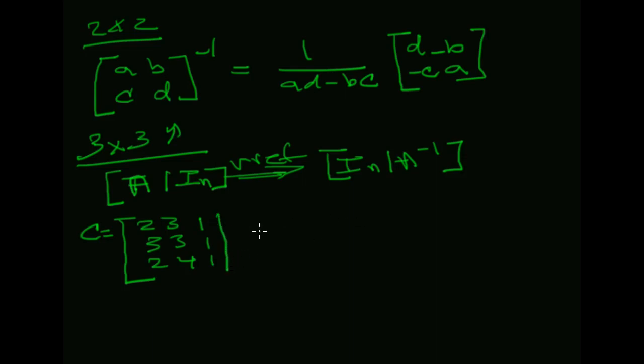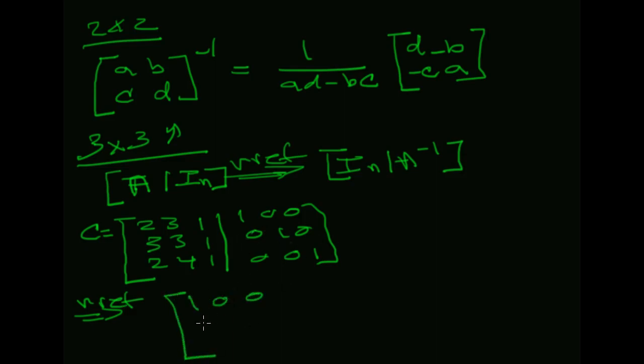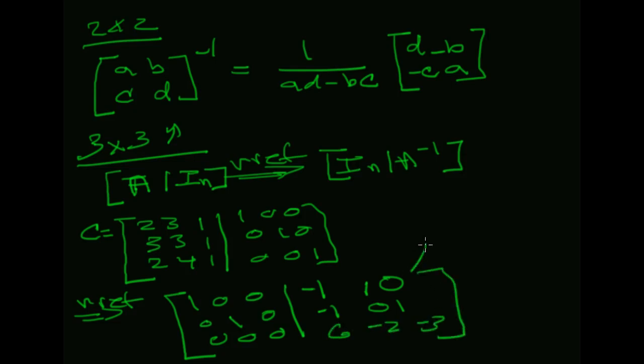That was the A matrix for my system of equations above here. And then I put next to that the 3 by 3 identity, and I do RREF on this. I'm going to get the 3 by 3 identity on the left, and lo and behold, it will give me negative 1, 1, 0, negative 1, 0, 1, 6, negative 2, negative 3 on the right, which is what I identified in the problem as A inverse.